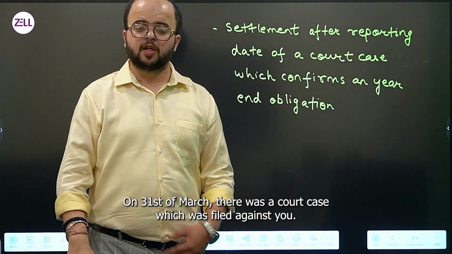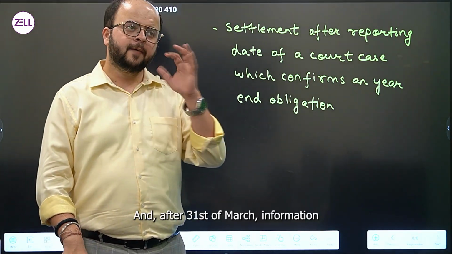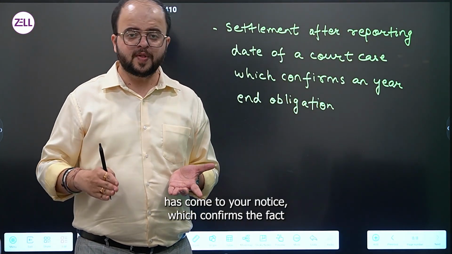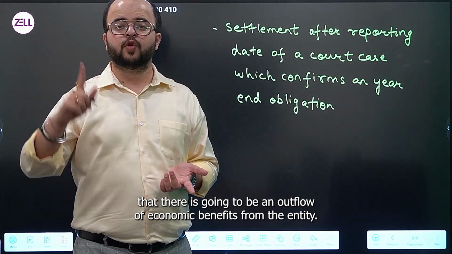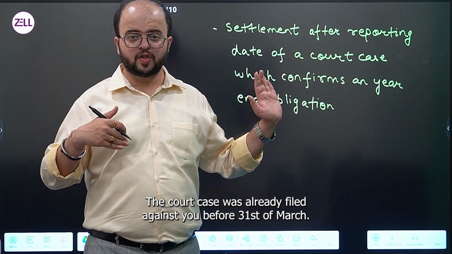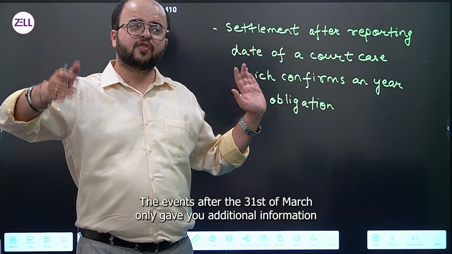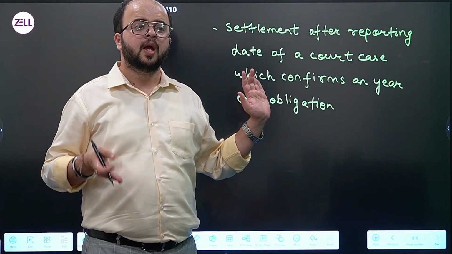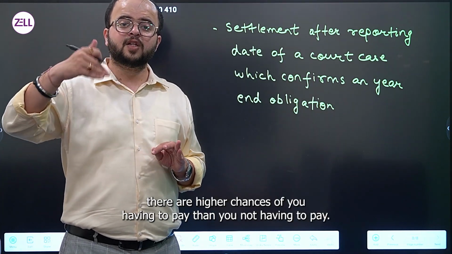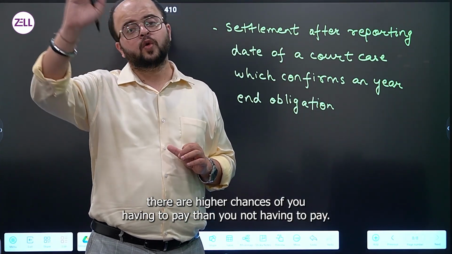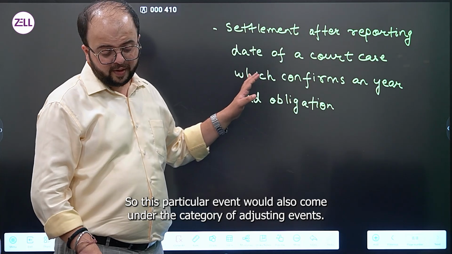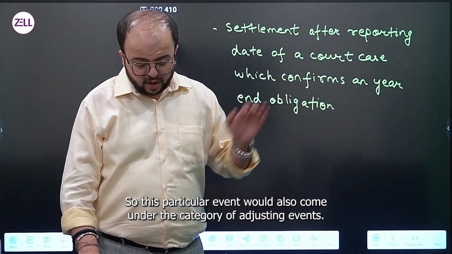On 31st of March, there was a court case which was filed against you, and after 31st of March, information has come to your notice which confirms the fact that there is going to be an outflow of economic benefits from the entity. The court case was already filed against you before 31st of March. The events after 31st of March only gave you additional information about the fact that now the obligation has become probable. There are higher chances of you having to pay than you not having to pay. So this is connected with IAS 37 also. So this particular event would also come under the category of adjusting events.